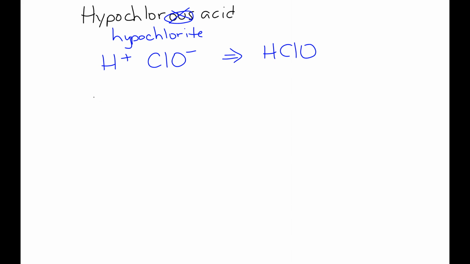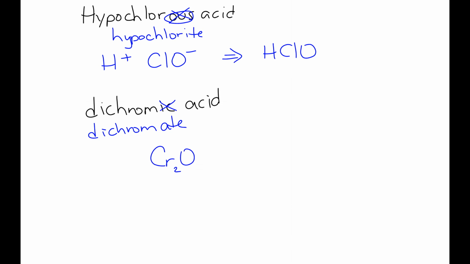Okay, let's do another one. Let's look at dichromic acid. I'm going to cross off the IC. I know that it's ATE. So dichromate. I do know what dichromate is. You can look it up. It's Cr2O7 and has a -2 charge. Then I have my hydrogen. Now I know that this means that there are 2 hydrogens, so it's H2. And then I'm just going to write the Cr2, sorry, I can't write today. Cr2O7. So that's H2Cr2O7, dichromic acid. So it's not that difficult once you figure out the little rules.